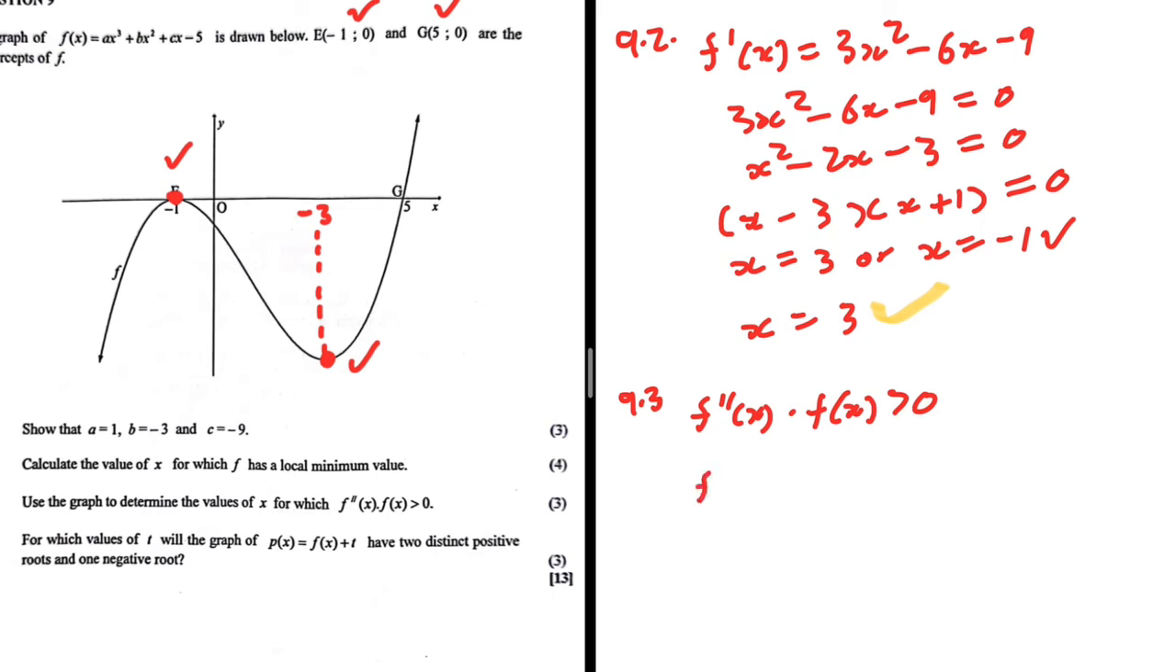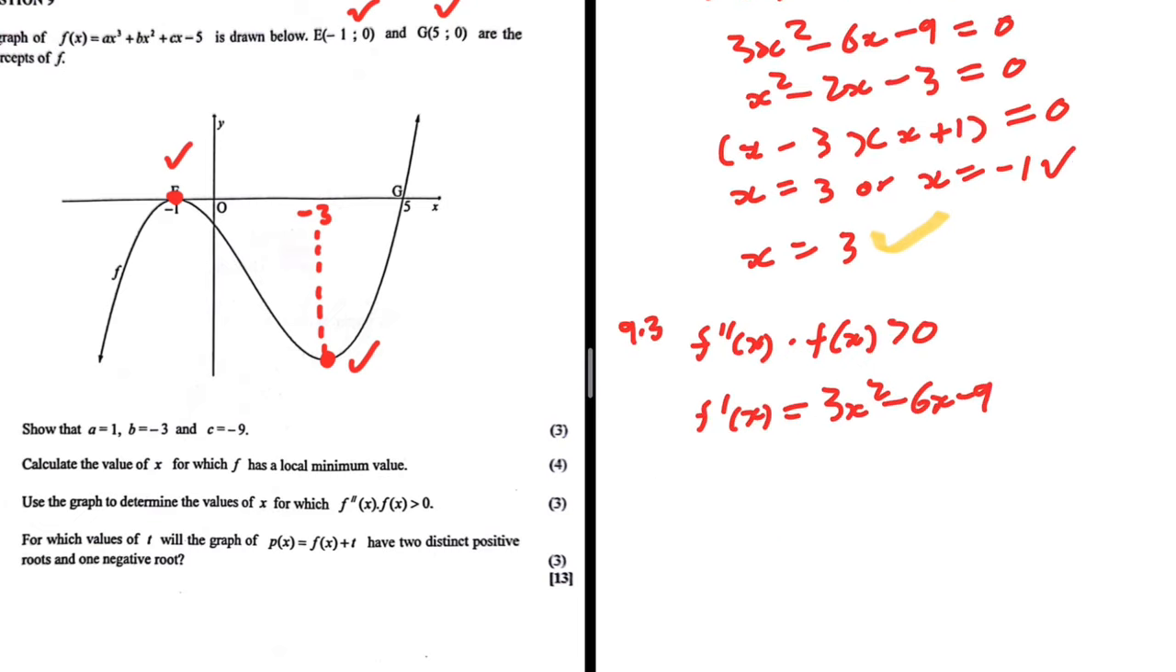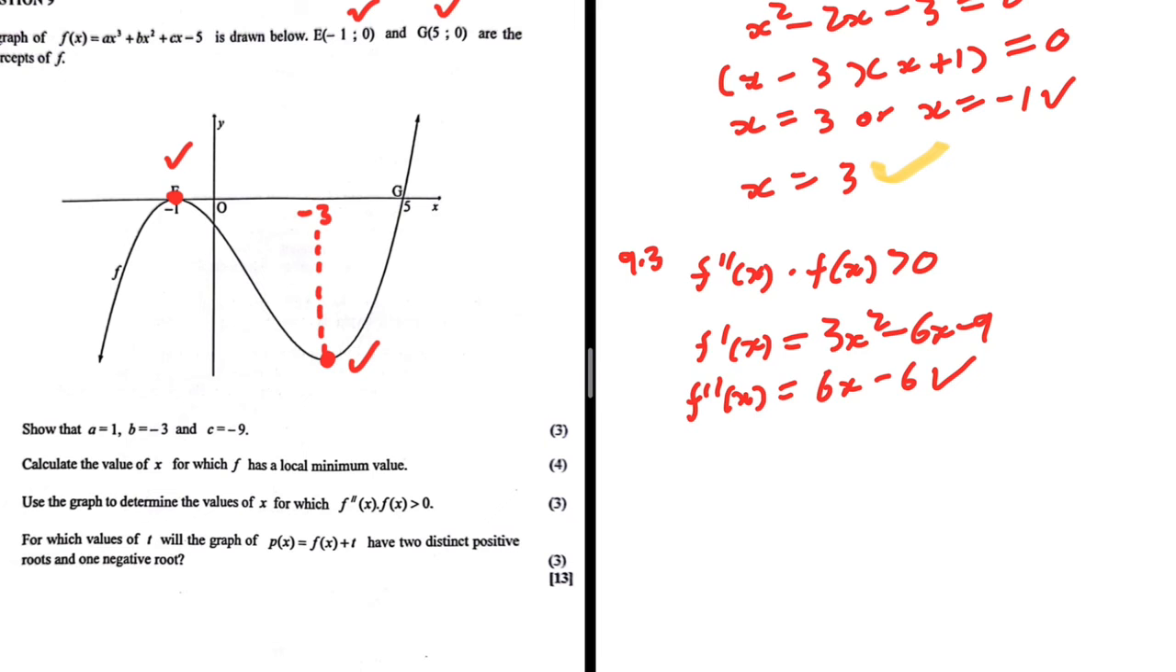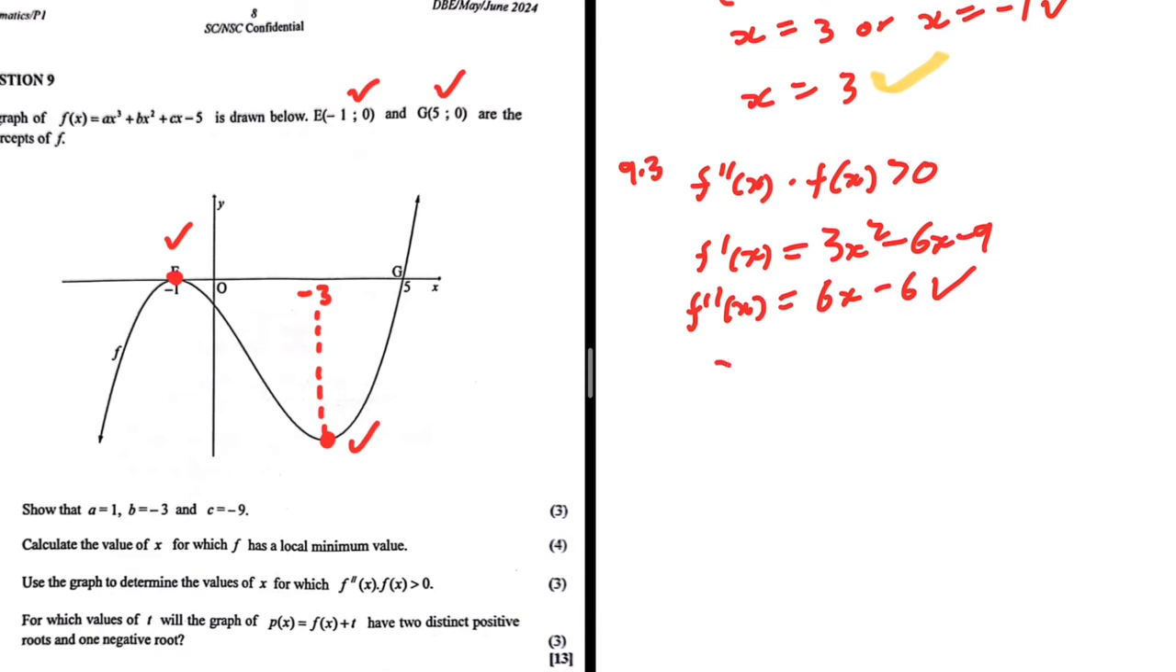F prime of x, we know fully well that it is equal to 3x squared minus 6x minus 9. I'm getting it from here. So if we find the second derivative, we're going to have 6x minus 6. So this is the second derivative. Okay, let's find the intercepts of this second derivative. I want to find the intercepts because I want to sketch it and show you something. So let's just say y is equal to 6x minus 6.